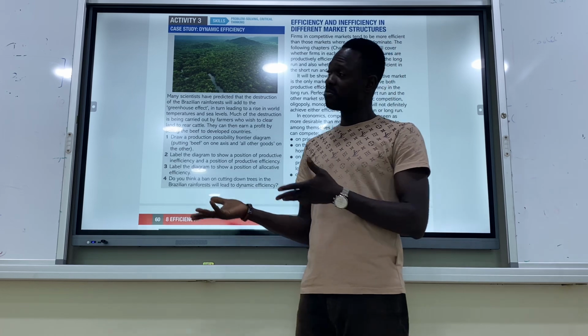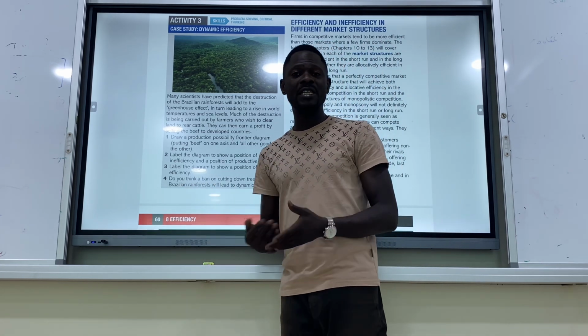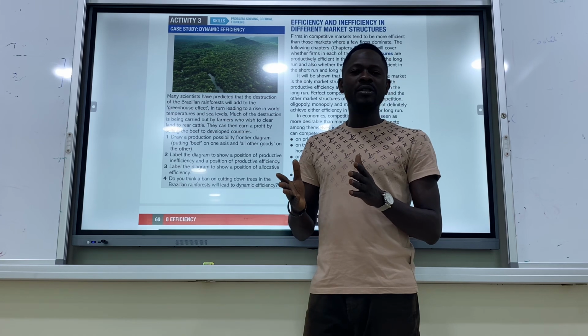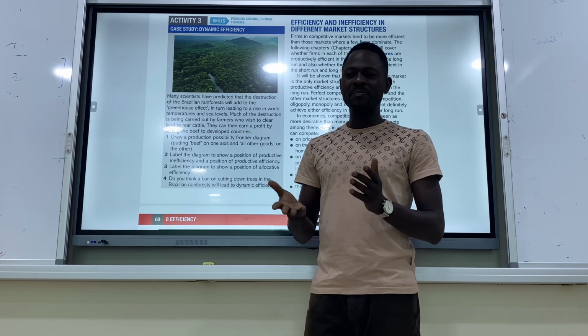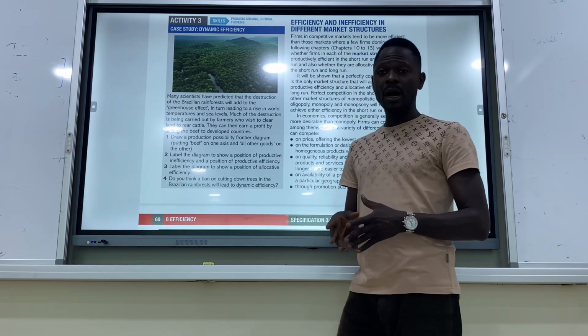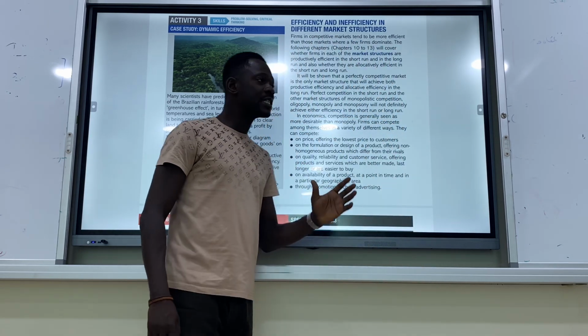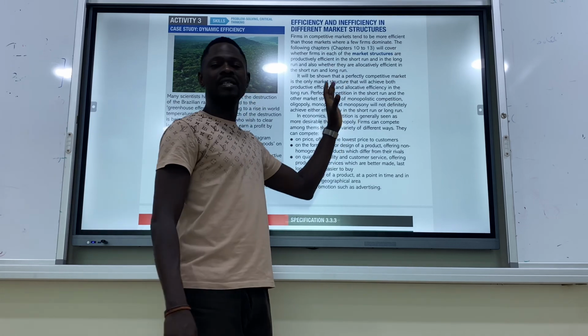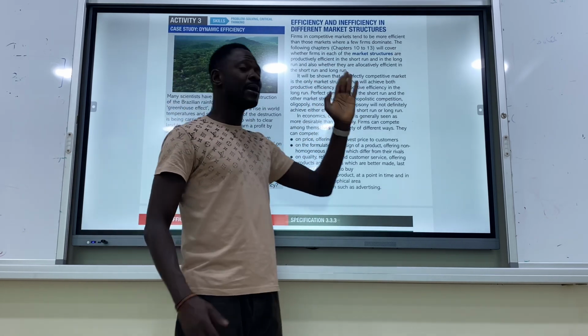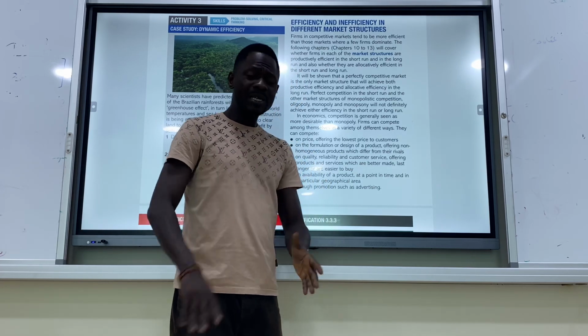And there's also dynamic inefficiency, if firms are unable to understand or measure the benefit and cost of investment in the future. So today we want to talk about efficiency and inefficiency in the markets, in different market structures. Before we go into that, what's a market structure itself?